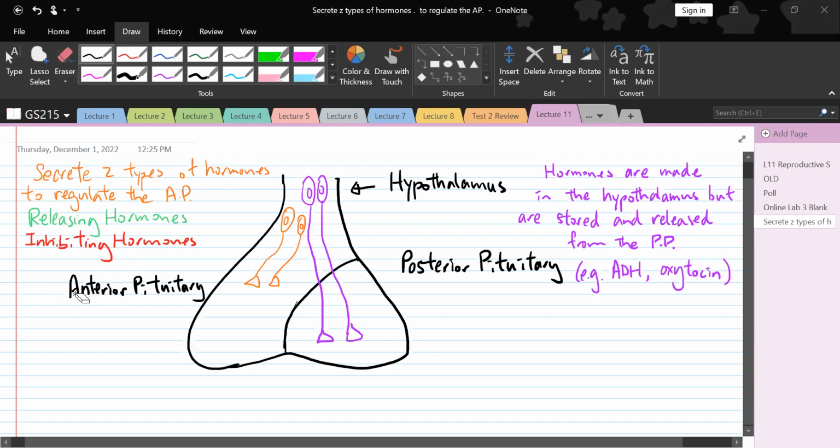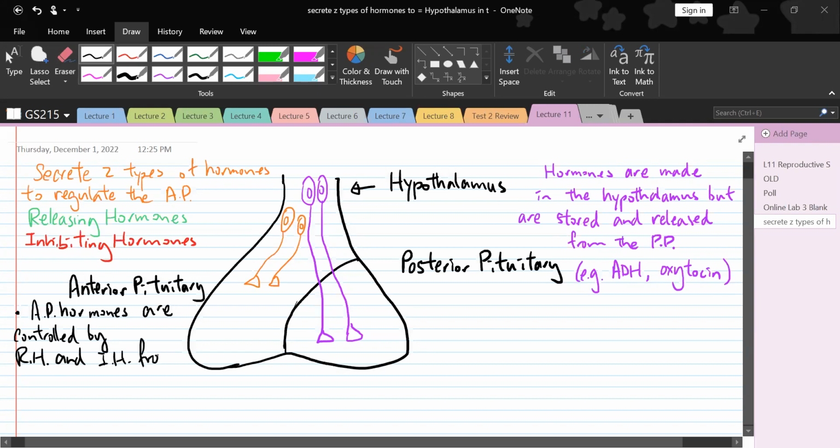So the anterior pituitary gland, the AP hormones, are controlled by releasing hormones and inhibiting hormones from the hypothalamus.